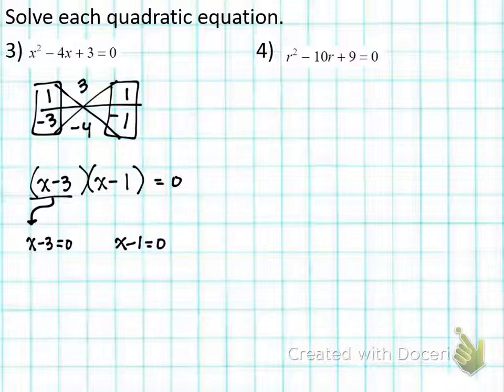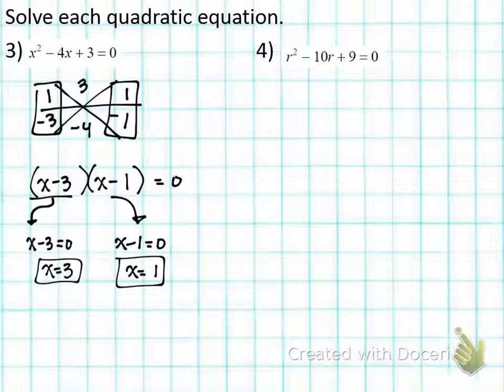Good, okay. Now what's the first answer? X is equal to what? 3. 3, good. That's the first answer. And the second answer is x is equal to what? 1. Good. That's right. Raise your hand if you did that correctly alongside with me.